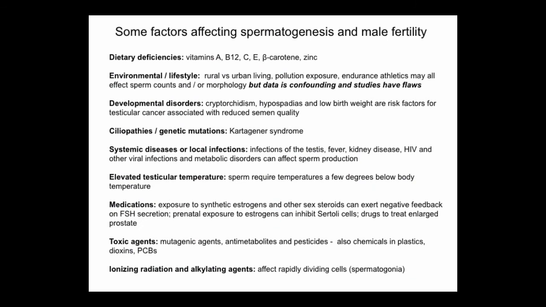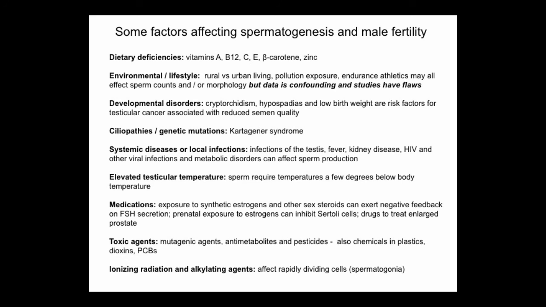There are various factors that can affect spermatogenesis and male fertility. Some of these might be dietary deficiencies, for example, deficiencies in vitamins. There can be environmental and lifestyle issues that might affect spermatogenesis and male fertility. Some of the studies have flaws, so it's a little bit iffy to understand how environmental and lifestyle factors affect male fertility. There are, of course, developmental disorders like cryptorchism, hypospadias, and low birth weight, which provide significant risk factors for testicular cancer, and that, of course, can be associated with reduced semen quality.